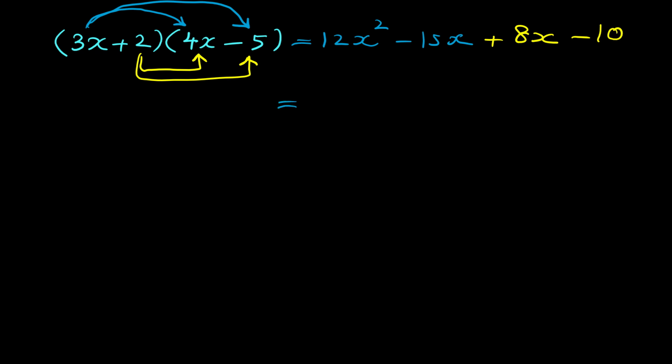We have to simplify our final answer. The final answer would be 12x to the 2. These two are like terms. Negative 15x plus 8x is negative 7x, minus 10. This is the final answer for this question. So here we learned about multiplying polynomials, and you can use this rule for multiplying any polynomial by another polynomial.